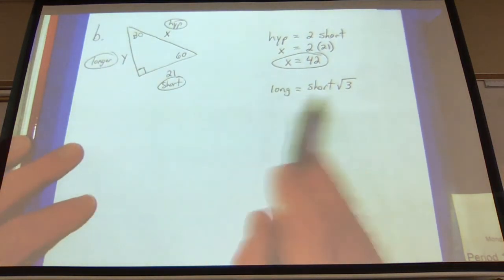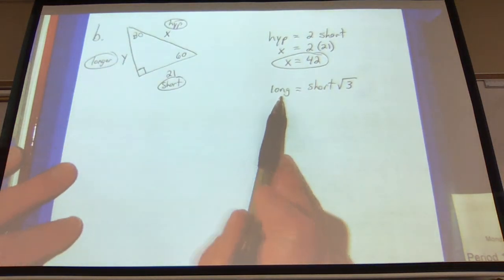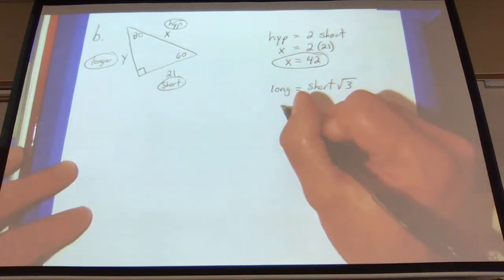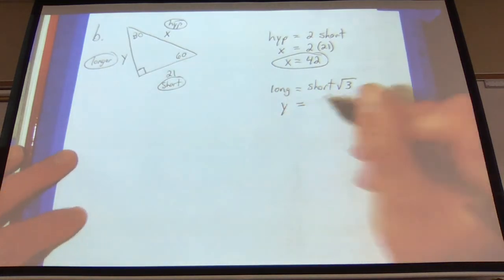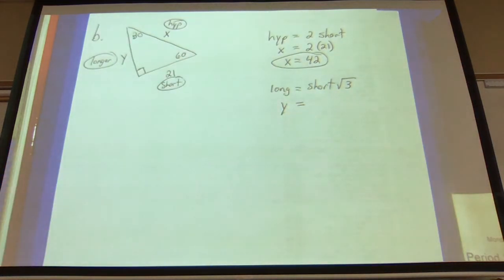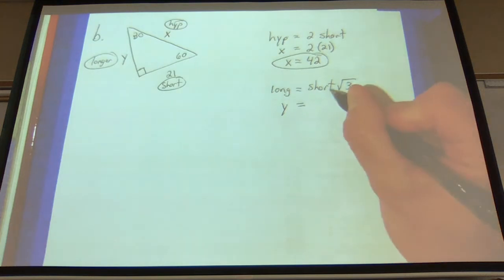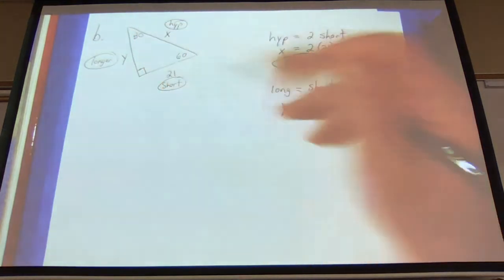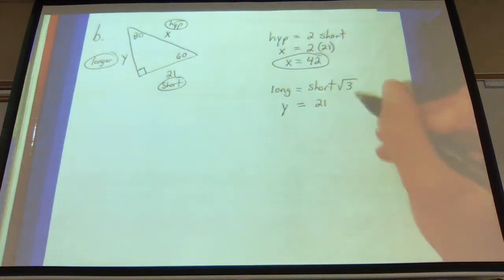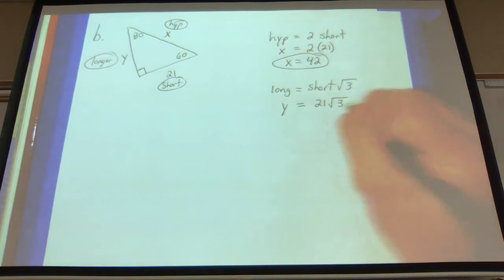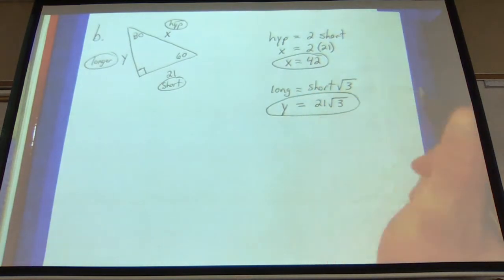Now to get y, we'll go to the second equation. We're going to start with the longer leg. The longer leg is across from the 60. That's going to be the y. And we want the shorter leg. Shorter leg is across from the 30-degree angle. That's 21. We got the square root of 3 behind it. That's in simplest radical form. That's all further you have to go.